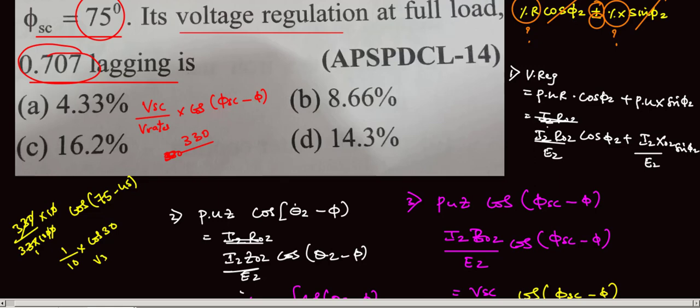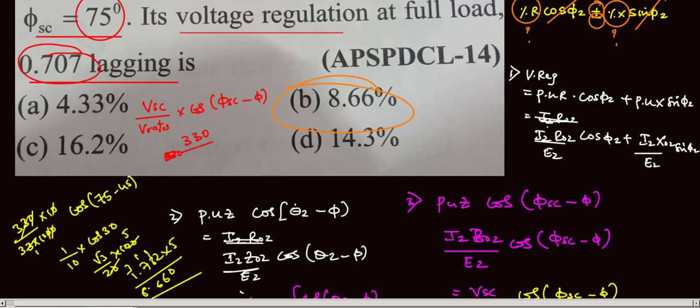Cos 30 is how much? Root 3 by 20 into 100. If you want a percentage, you have to multiply by 100. That is 1.73 into 5, which equals 8.66%. So the answer is 8.66%.